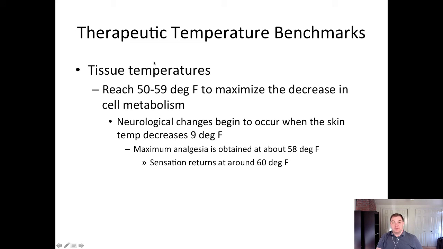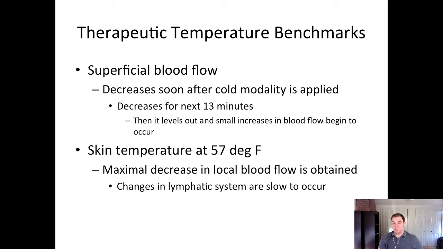Tissue temperatures, not superficial skin temperature, right? Between 50 and 59 degrees Fahrenheit, you maximize the decrease in cell metabolism. Neurological changes begin to occur when the skin temperature decreases about 9 degrees Fahrenheit. With that decrease, the patient is noticing some numbness, tingling, etc. Maximum analgesia or numbness is attained at about 58 degrees Fahrenheit. Awesome. That's about 1 degree higher than the skin temperature, right?